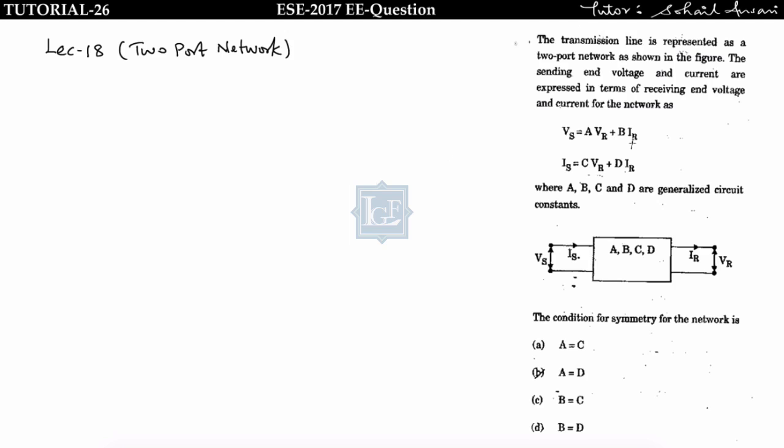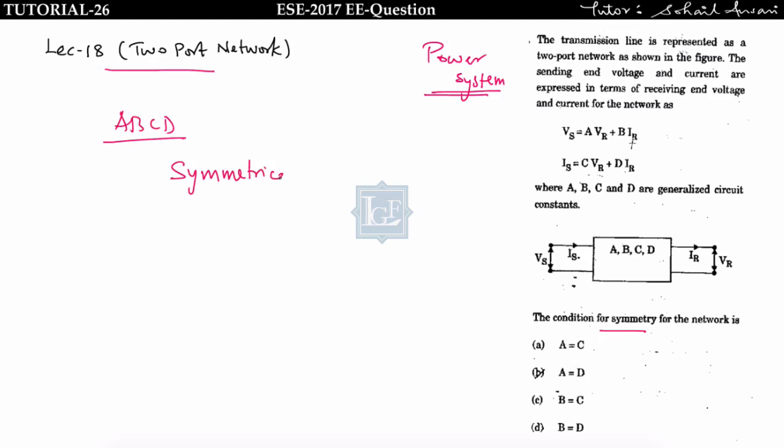Now see this question. This is a question from power system, but I will consider this in network only because this is based on two port network. The transmission line is represented as ABCD parameters, and we have to find the condition for symmetry. In lecture number 18 I have discussed that in ABCD parameters the network will be symmetrical when A is equal to D. So option B is correct.